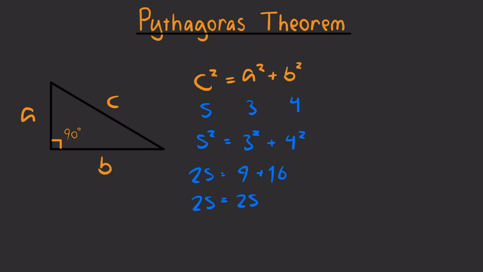Of course, more sets of numbers satisfy the Pythagoras theorem than just 3, 4, and 5. This can, for example, be 6, 8, and 10, the double of the set of numbers we just had, 7, 24, and 25, and many more.